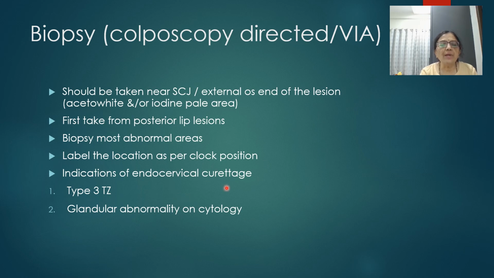Then endocervical curettage need not be done along with each colposcopy because it produces more discomfort for the patient. Only if specific indications are there do we go for endocervical curettage, such as if transformation zone is type 3. Type 3 is where it has gone in the endocervical canal partially or completely and it is not completely visible. Or if there is a glandular abnormality on cytology, then we have to take the endocervical curettage.